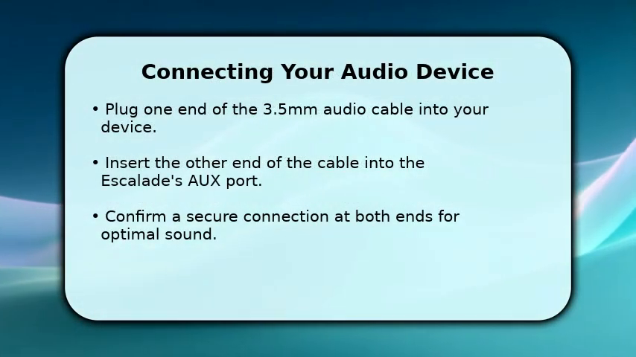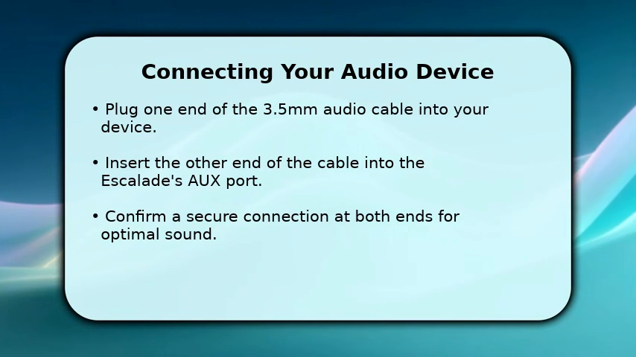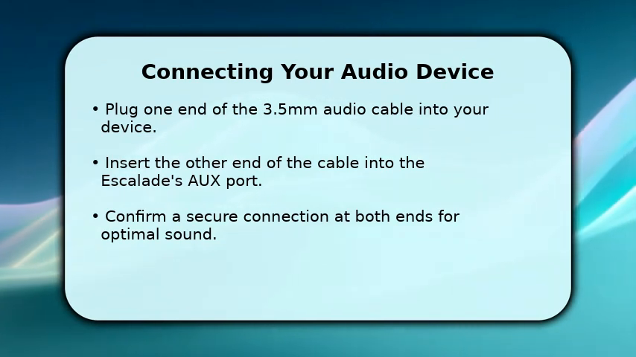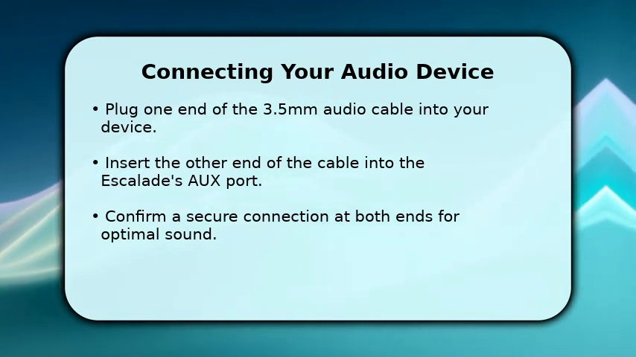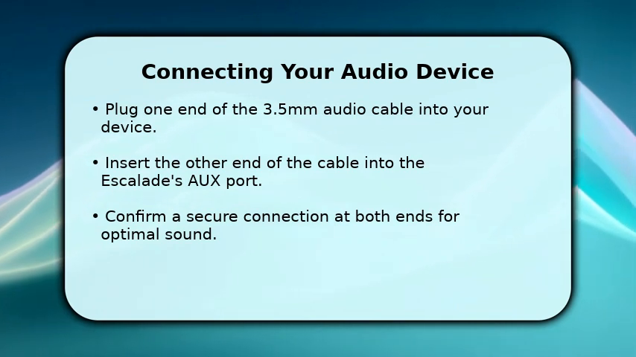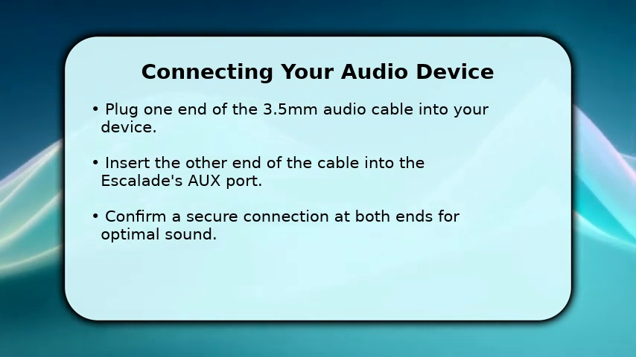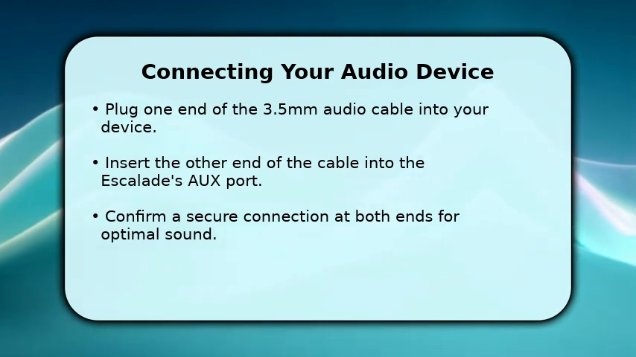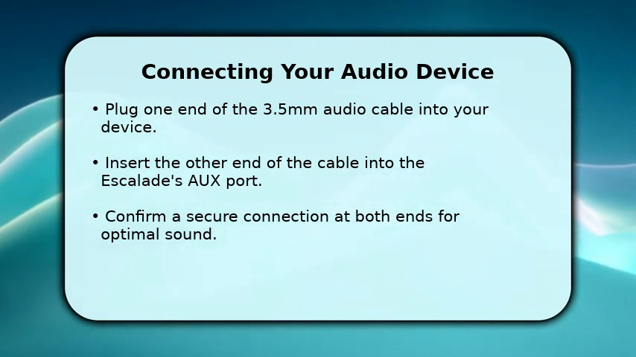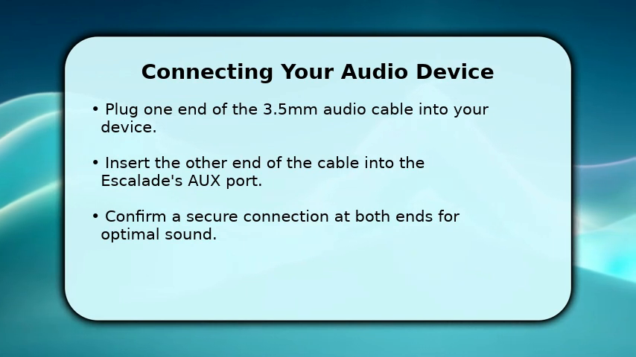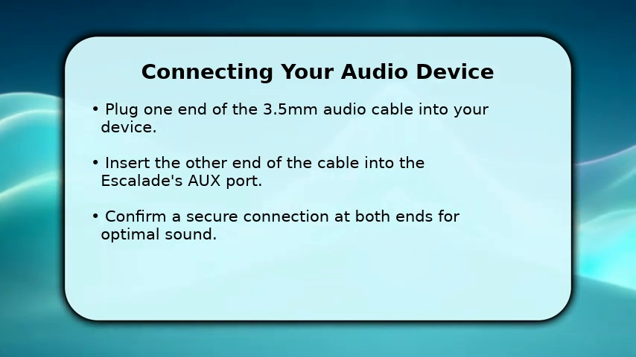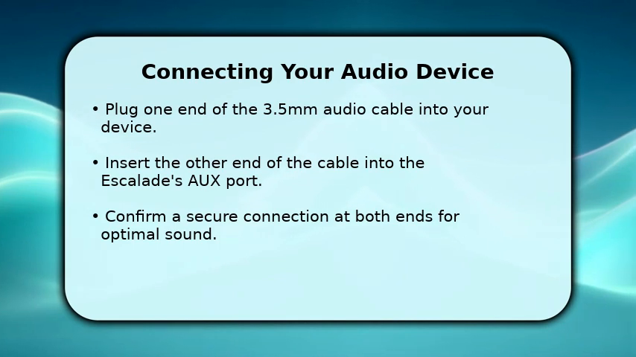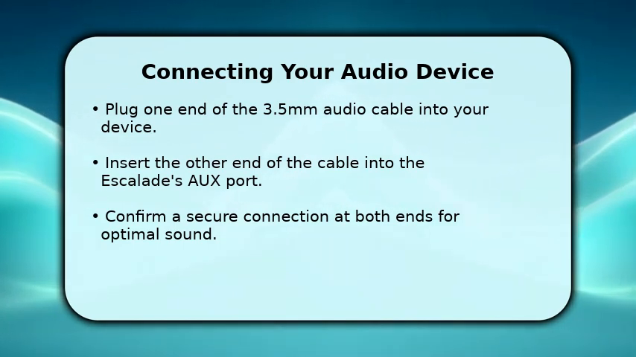Now that you've found the port, it's time to connect your device. Take your 3.5mm audio cable and plug one end into the headphone jack or audio output of your smartphone, MP3 player, or other audio source. Then, simply insert the other end of the cable firmly into the auxiliary input jack in your Escalade's center console. A snug connection ensures clear audio playback without interruptions.